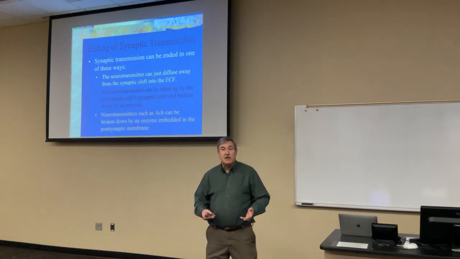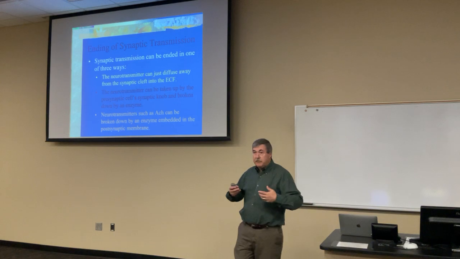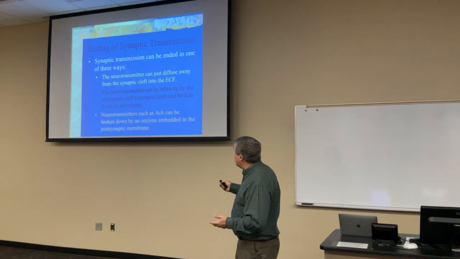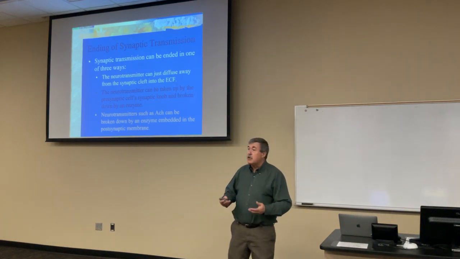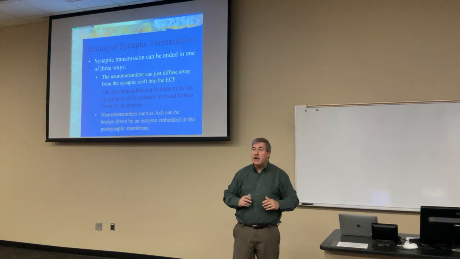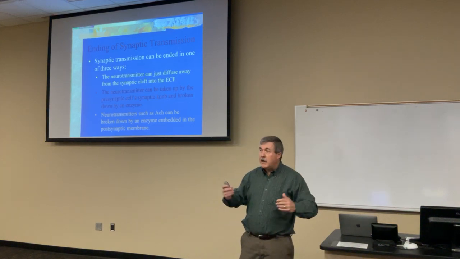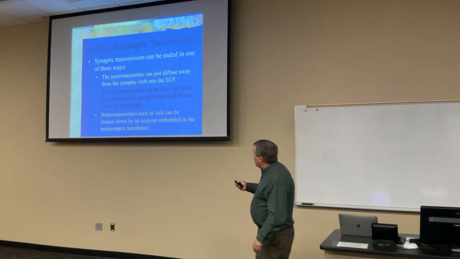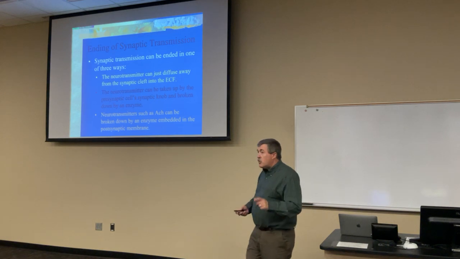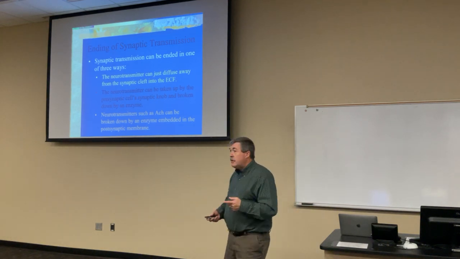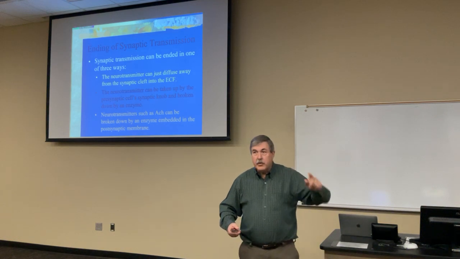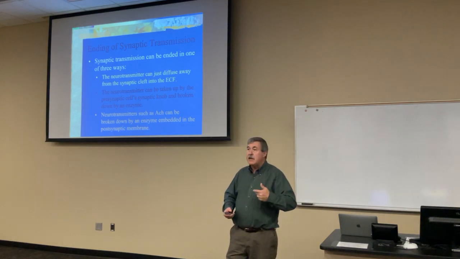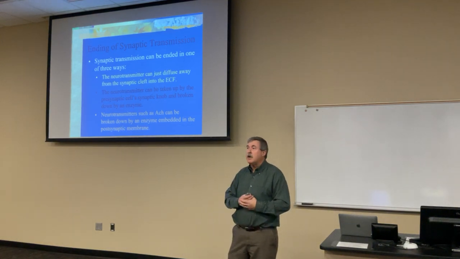And so synaptic transmission can be terminated or ended in three different ways. Okay? The first is that the neurotransmitter could just diffuse away from the synaptic cleft. That's one way that synaptic transmission can stop. Second way is the neurotransmitter can be taken up by the presynaptic synaptic knob and then broken down by an enzyme inside the presynaptic neuron.